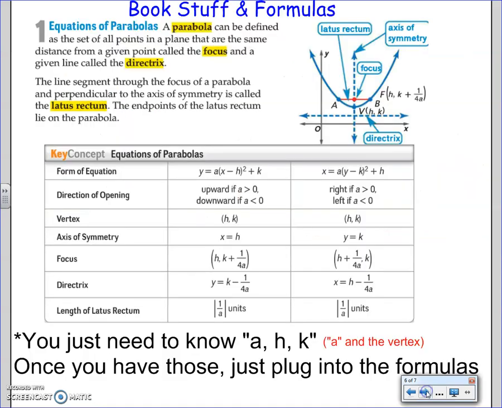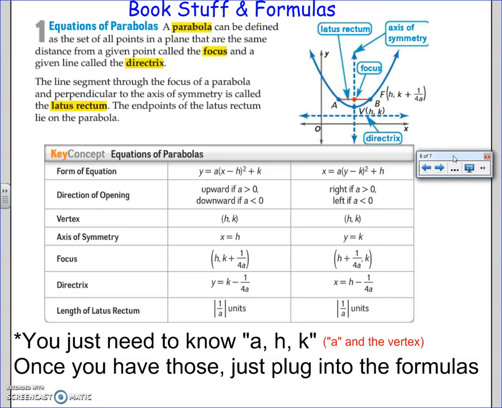All right. The book has a lot of formulas and things. These formulas are not on the formula chart, but you do not have to memorize them. I will give them to you when we need it. But you do need to know that you have to find AHK. Remember, AHK is the vertex. So if you know A and the vertex, you plug in the numbers into any formula and you can figure out what it is.